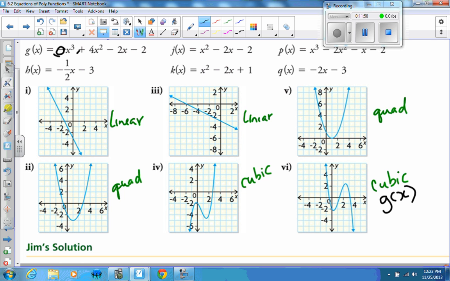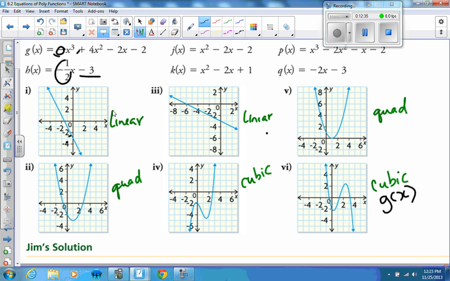Your h of x only has x to the 1st degree, so it's linear, so it'll either be 1 or 3. Since the leading coefficient is negative, it's a decreasing graph. Both of them are decreasing, can't use that. Then we'll look at negative 3. Negative 3 tells you where it crosses on the y-axis, right? This one crosses at negative 3, and this one also crosses at negative 3. So that doesn't help either, okay? We'd have to actually graph this to figure out which one belongs to which.